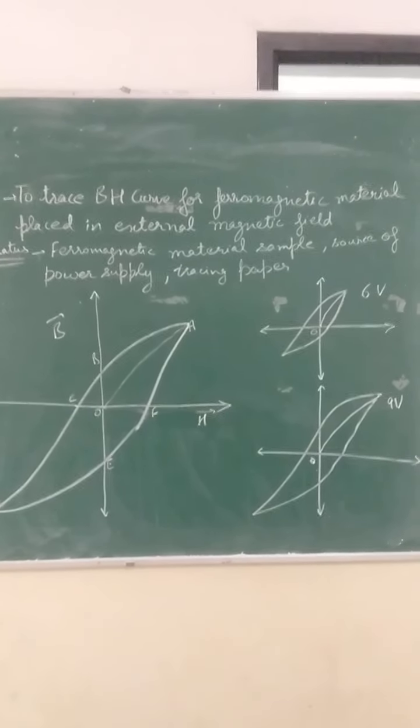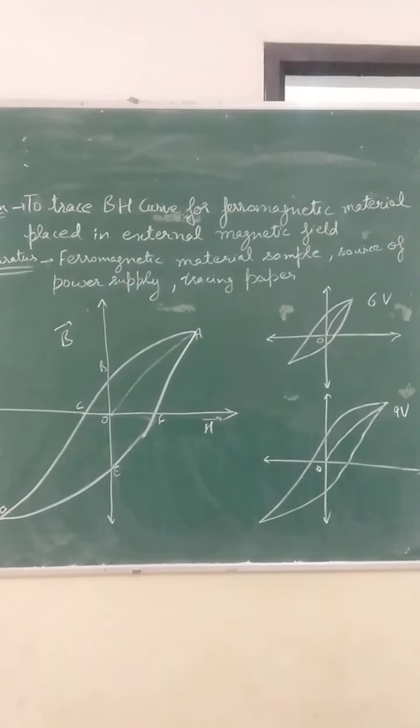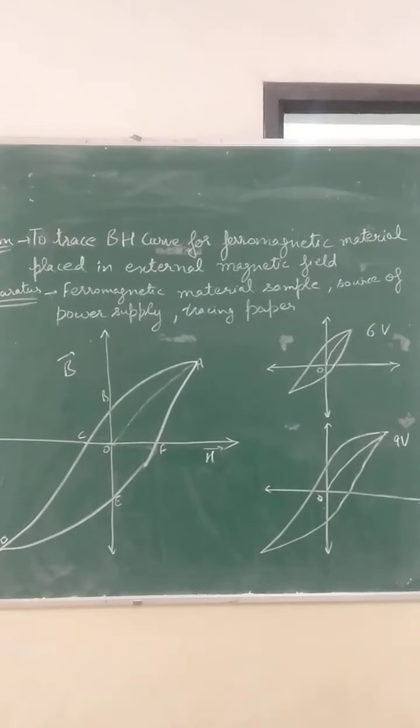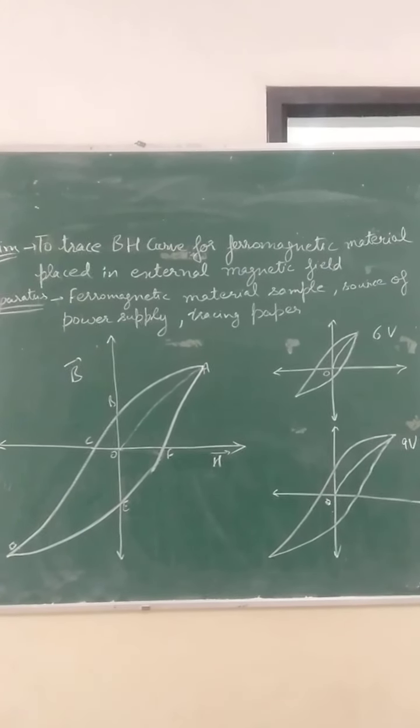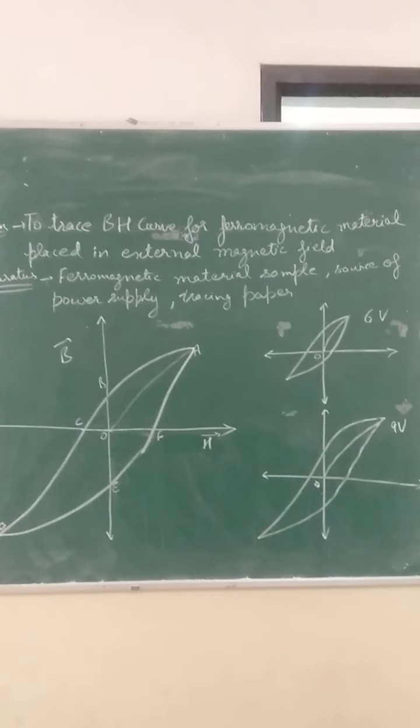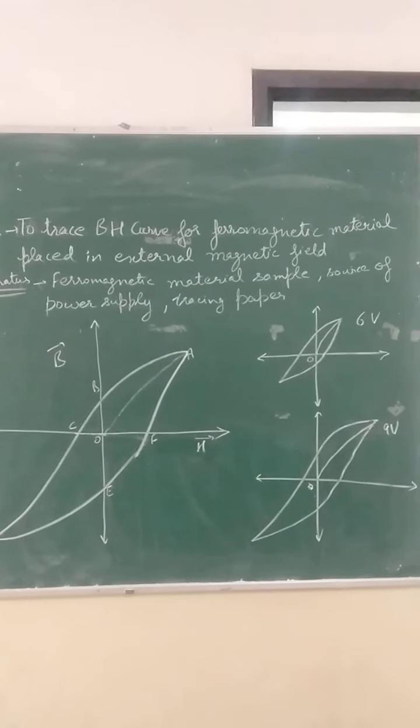So this is how you will trace the BH curve for 6 volts, for 9 volts and for 12 volts. So with the help of these BH curves we can show that the material gets highly magnetized as we supply the highest voltage. Thank you.